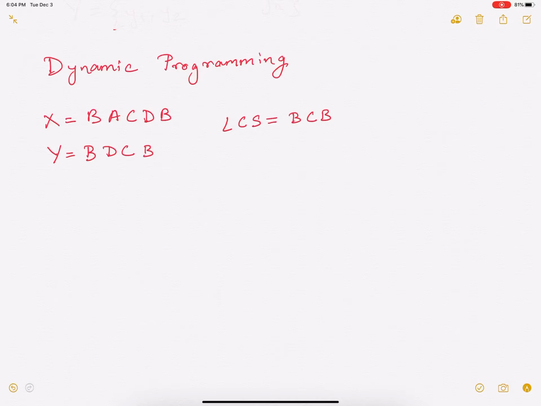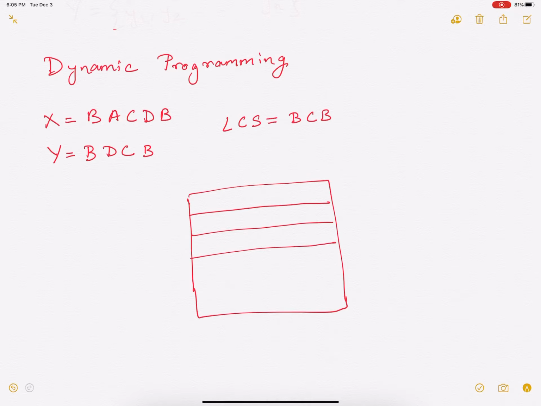Now, in dynamic programming, what you do is you build the solution slowly from scratch, and you store the result in a table. So what does the table contain? Let us first understand the table. We'll have a table like this. On one side of the table, you will have this. I'm just going to have 1, 2, 3.